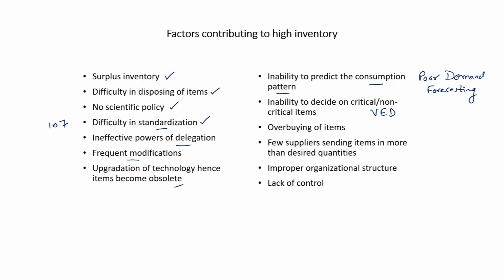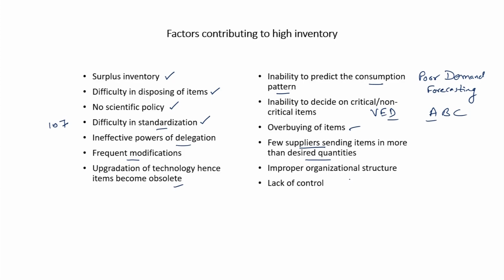For certain items you are keeping high inventory, for desirable items you are keeping high inventory, or similarly in ABC classification maybe you are keeping very high inventory of A class items. Overbuying of the item may be because of quantity discount or may be not having the idea about economic order quantity. Few suppliers send items in more than the desired quantity. Sometimes if your bargaining power is poor or the supplier is very strong, he may send the item as per his production plan rather than as per the requirements of your production plan.